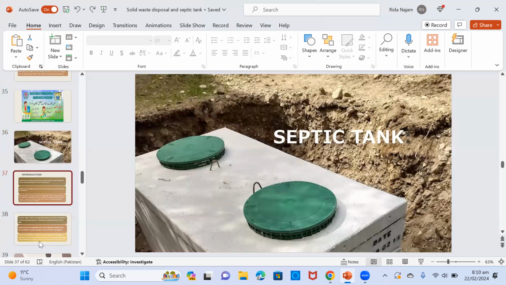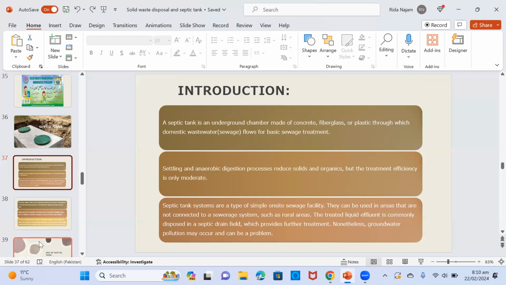What is a septic tank? Introduction. A septic tank is an underground chamber made up of concrete, fiberglass, or plastic through which domestic wastewater sewage flows for basic sewage treatment. Settling and anaerobic digestion processes reduce solids and organics, but the treatment efficiency is only moderate.